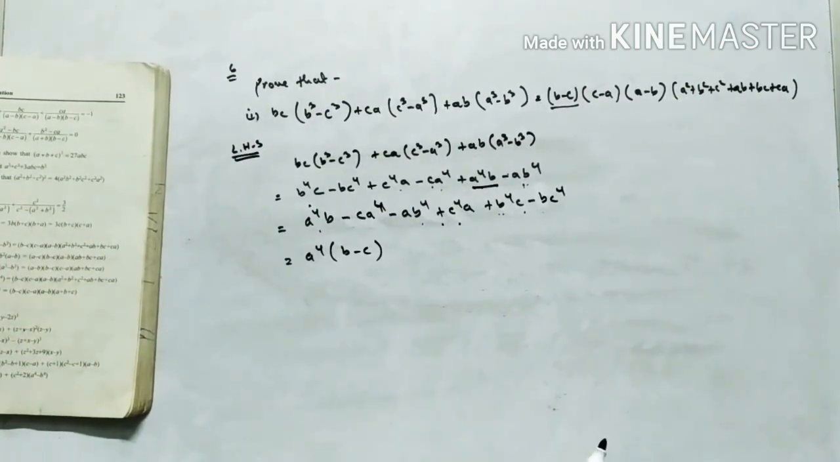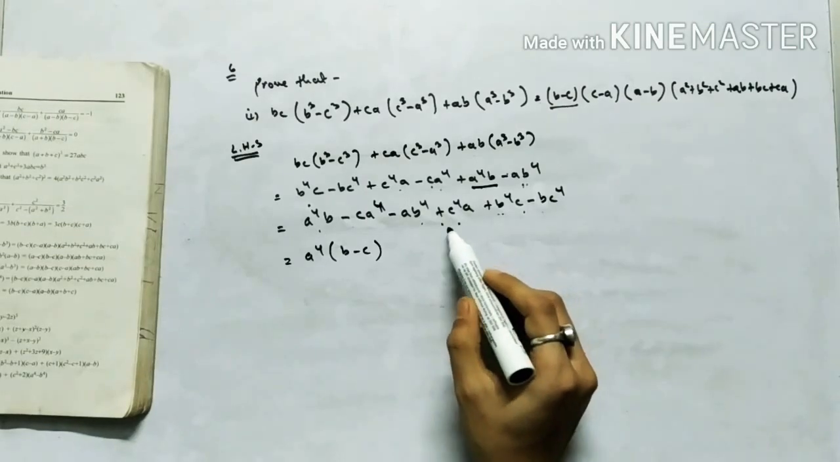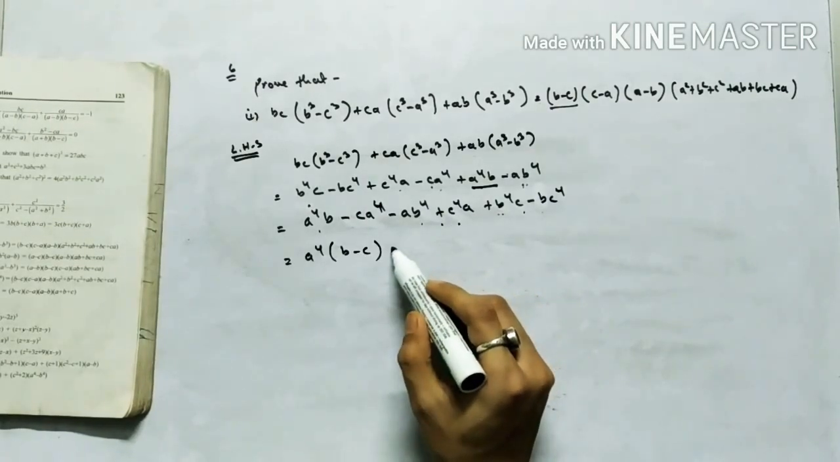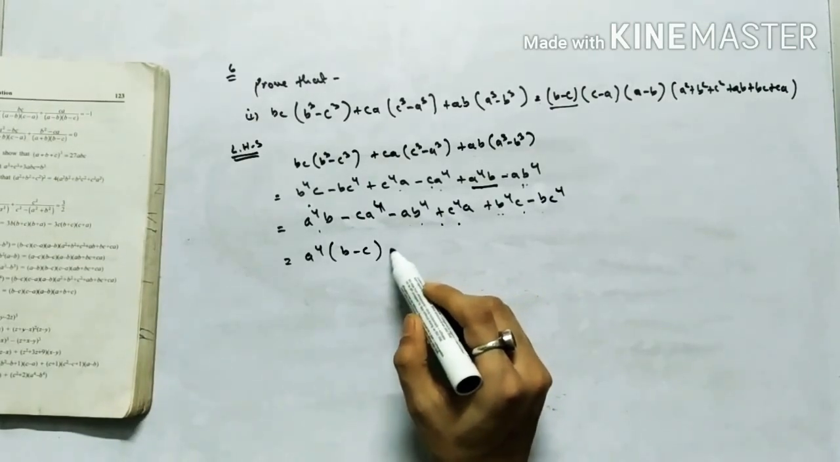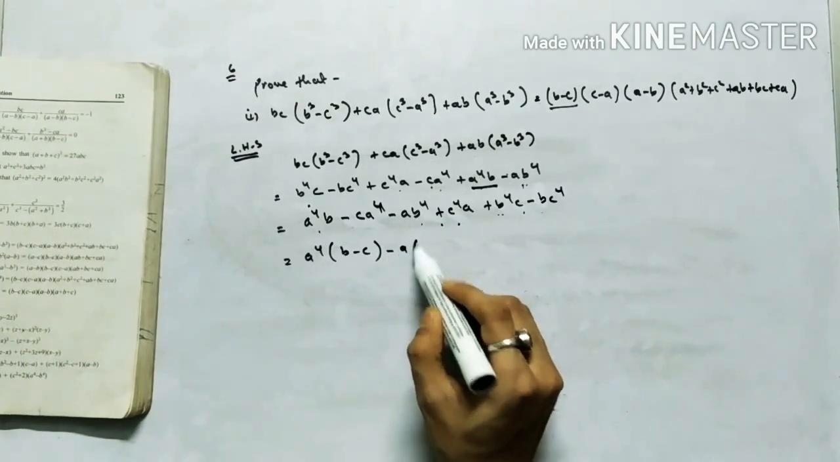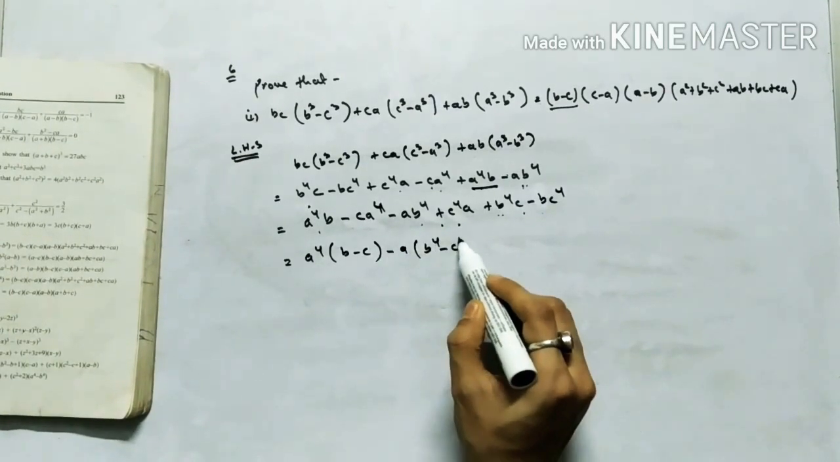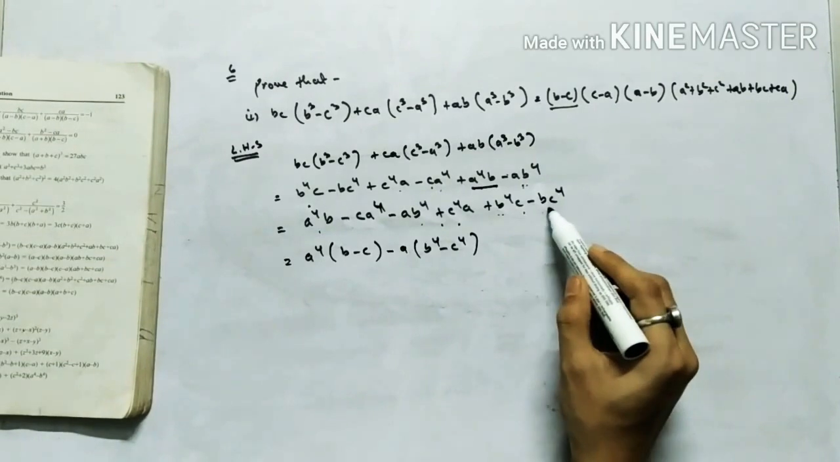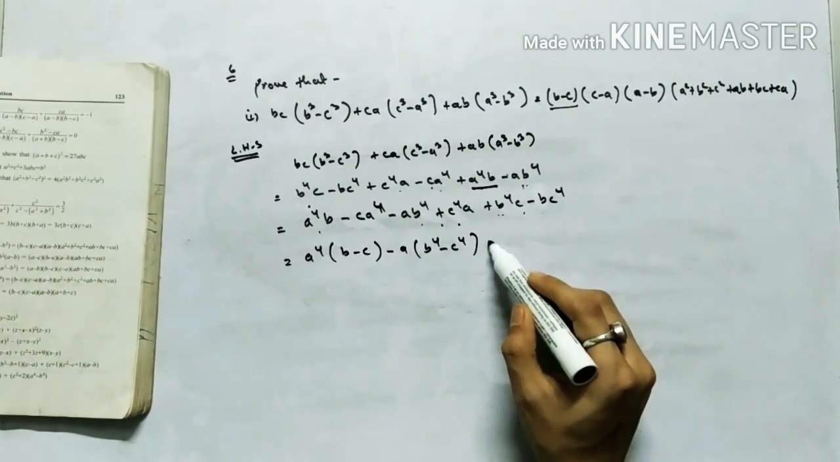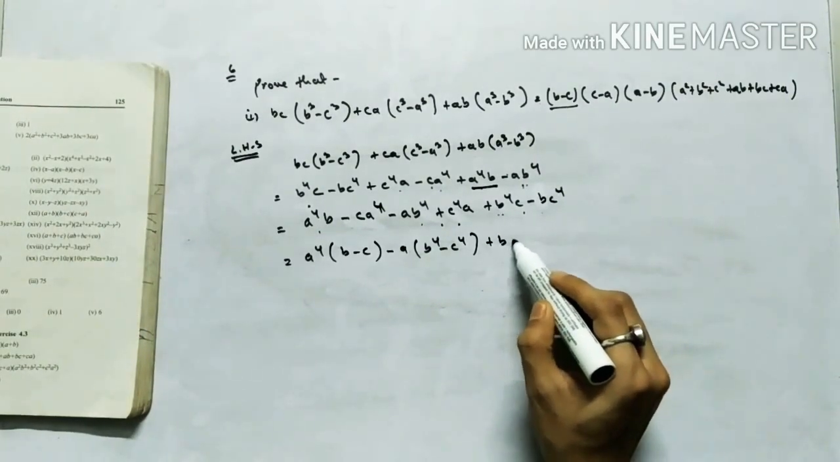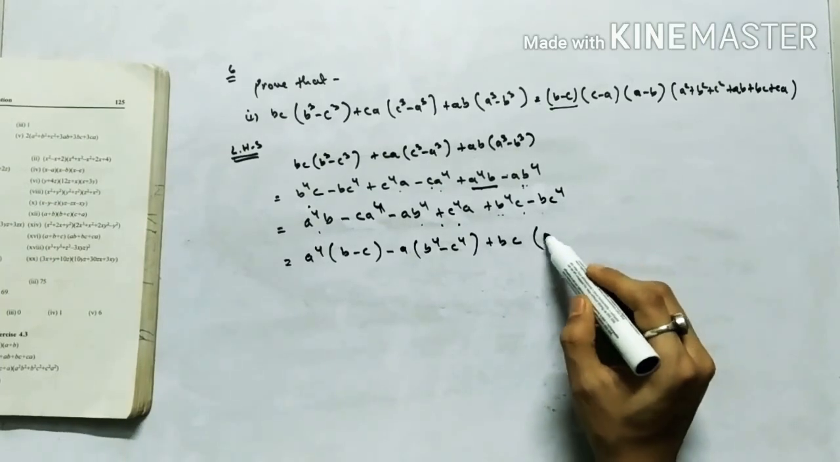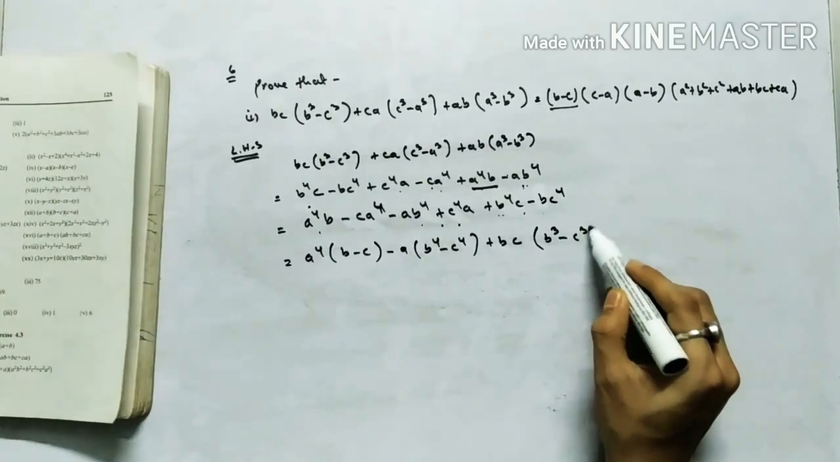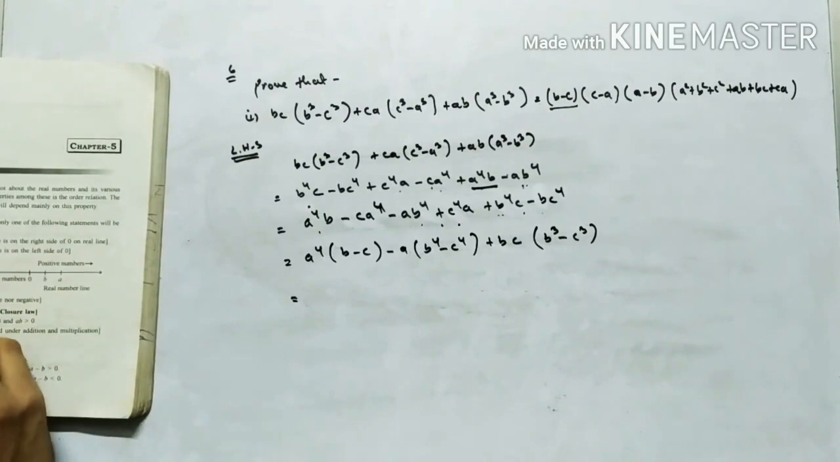Okay, so now in here you see I will take A4 common, so I will get B minus C. Then again in here you see I will take minus A common, then I will get B4 minus C4, and in here I will take plus BC common, then I will get b cube minus c cube. Okay.